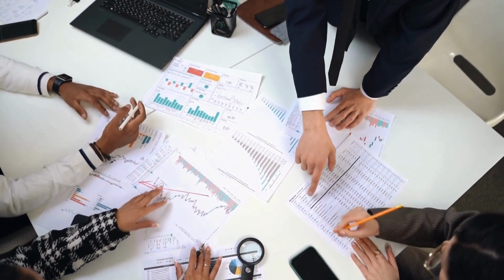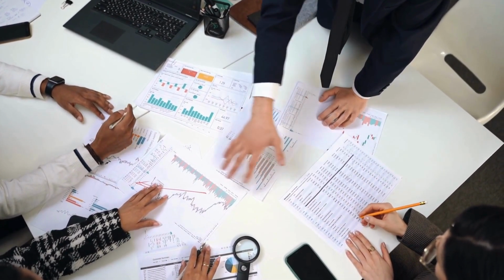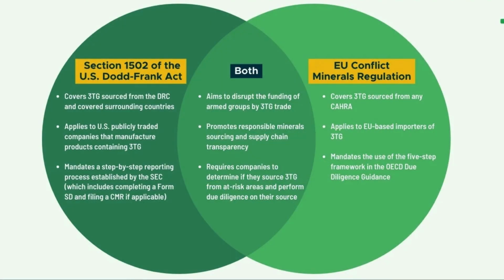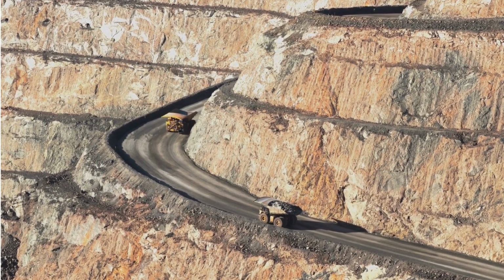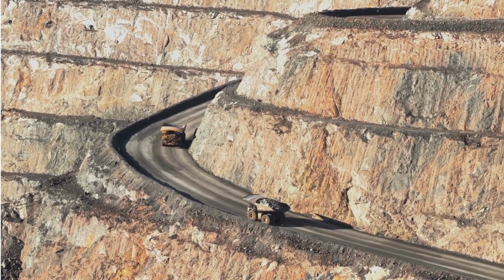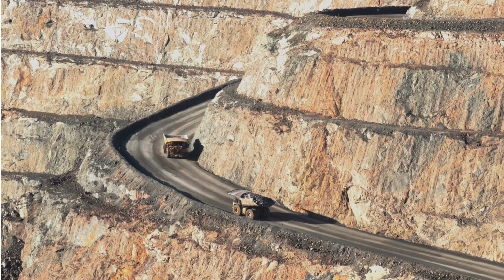However, individual action alone is not enough. Systemic change requires collaboration between governments, NGOs, and the private sector. Regulatory frameworks such as the Dodd-Frank Act in the United States and the EU Conflict Minerals Regulation are crucial steps toward ensuring responsible sourcing. These regulations require companies to trace the origins of their minerals and verify that their supply chains are free from conflict.